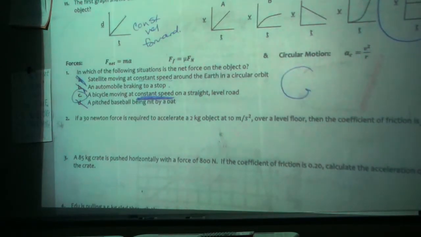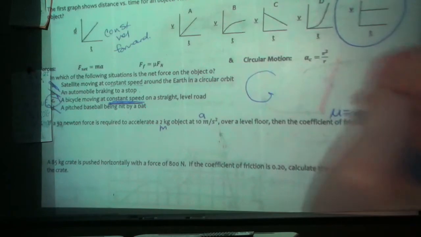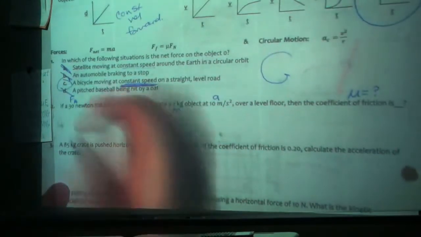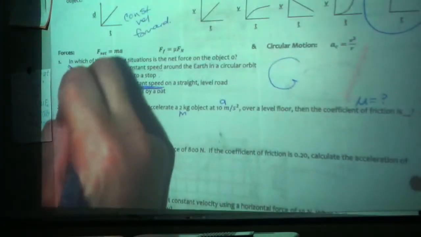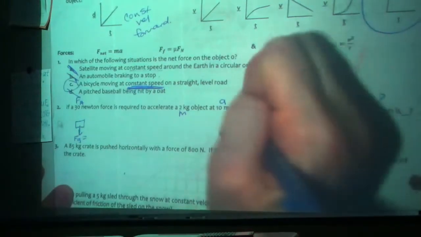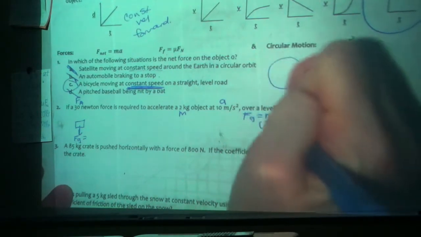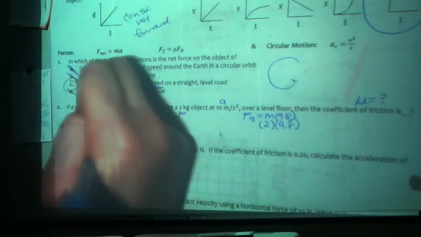30 Newton force required to accelerate a 2 kilogram object at an acceleration of 10, and we're looking for mu, the coefficient of friction, and this is like my applied force. So first things first, if you have your mass, you can find the force of gravity, because the force of gravity is just mass times 9.8. Here my mass is 2, so 2 times 9.8 gives me 19.6.